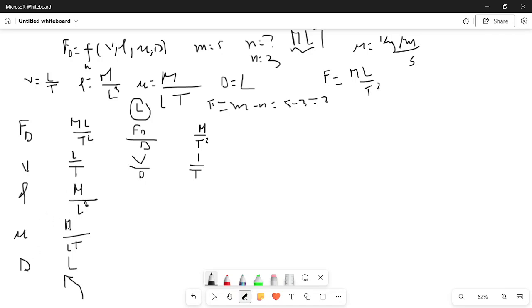We move to the third one. Now what is happening to the third one? I want to cancel L, but this L is cubed. What do I need to cancel? If I want to cancel this, I need to multiply by L cubed. Do you agree?